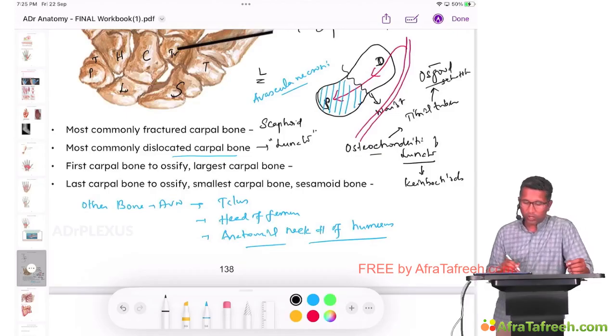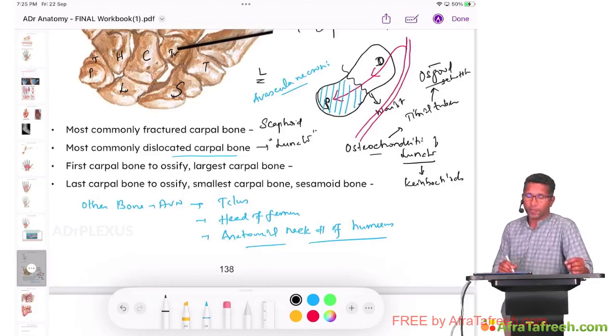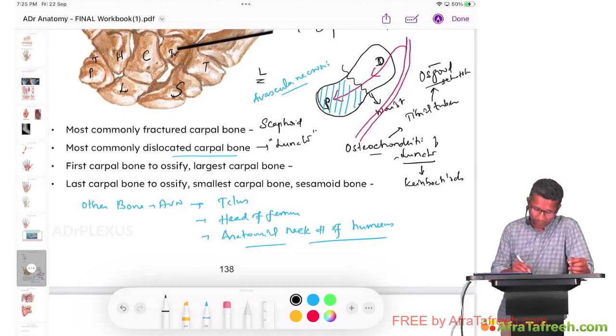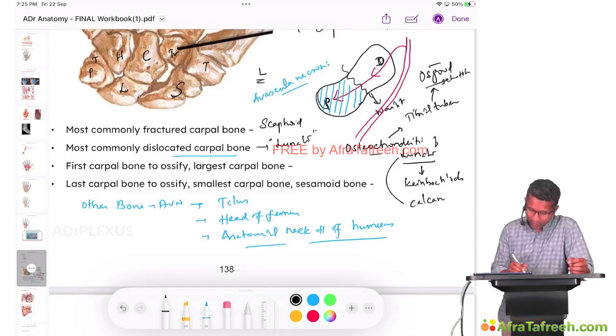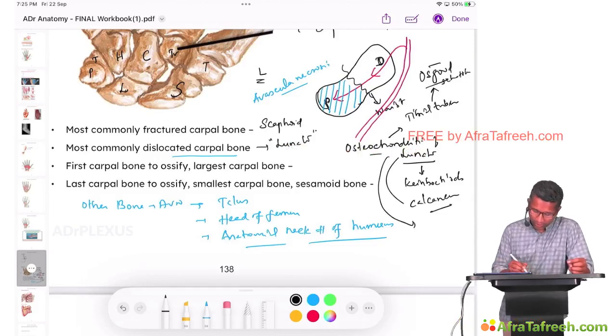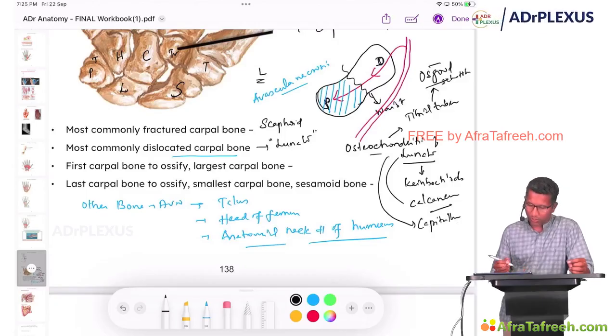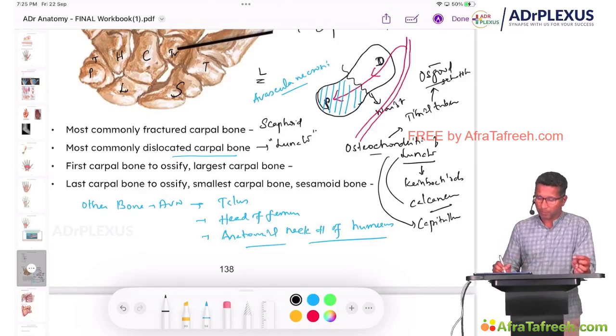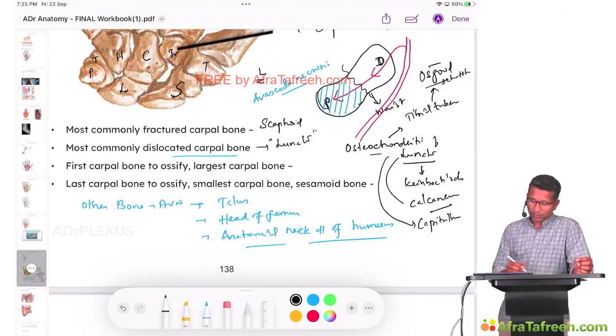Can anybody tell me what the osteochondritis of calcaneum is called? Yes, very good, Dolphin John. It is Sever's disease. Can anybody tell me what the osteochondritis of capitulum is called? Anybody? Osteochondritis of capitulum is called Panner's disease. Excellent.